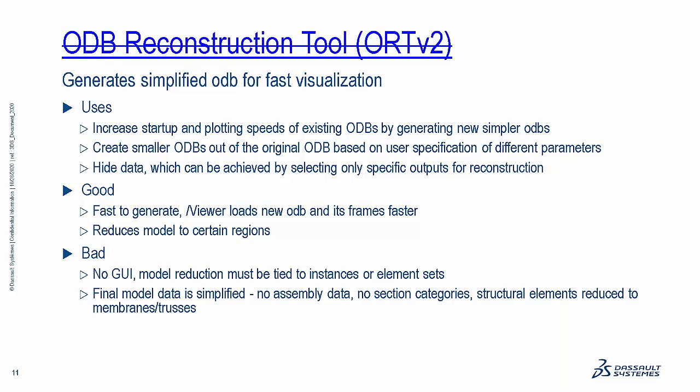The downside to this tool is that there's no user interface, and the model reduction has to be tied to instances or element sets that already exist in the database. The final model data is simplified as well, so there's no assembly data, there's no, say, section categories, and any kind of structural elements, beams or shells, are going to be reduced to membranes and trusses.